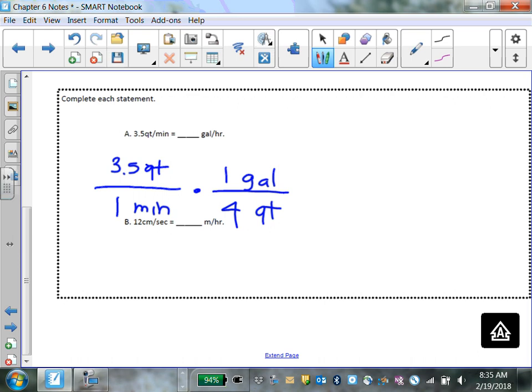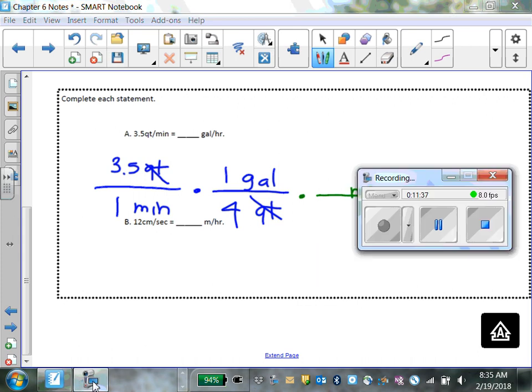So now my quarts cancel, and I'm left with gallons, which is awesome, but I still have minutes. That's a problem. I need to change minutes to hours. So now I'm going to do another multiplication. But if I want minutes to cancel, are minutes going to be on top or bottom? Top, because they're on bottom here, which means they need to be on top here. That's crazy. Everybody with me? How can I change minutes to hours? You have it on your conversion chart if you don't know. In other words, how many minutes are in an hour?